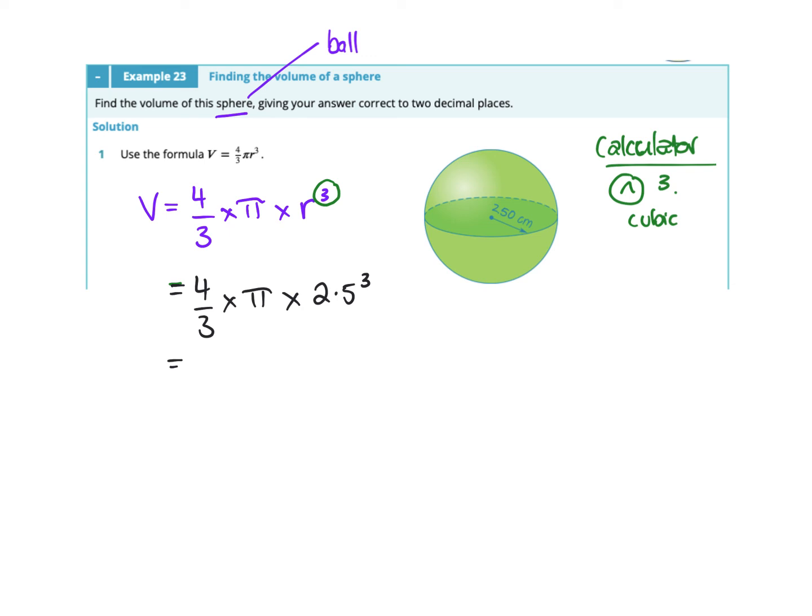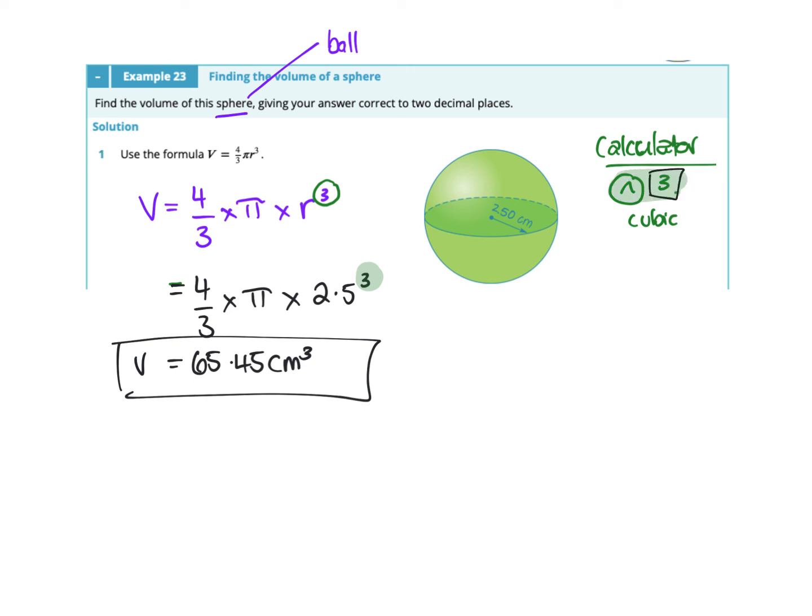So I popped that in my calculator and I got 65.45. Now it's set to 2 decimal places, so I'm going to get 65.45, and this is centimetres cubed because it's a volume. Okay, so just take note, we got that number on the calculator doing the power, and it put a little box there, and then you could put 3.